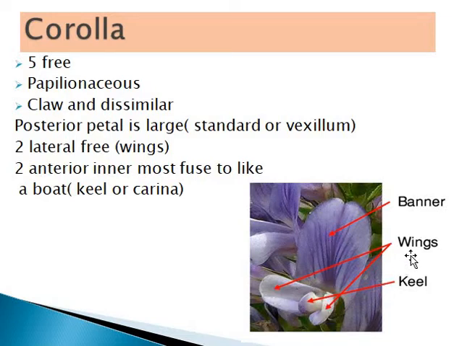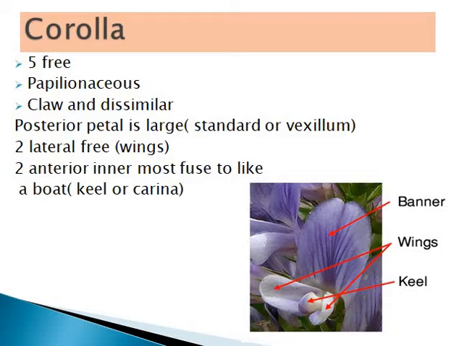You will find the free ones, known as the wings, and the other two, the anterior-most, are fused with one another. These two here are fused, known as the keel or the carina. They are boat-like structures. It means these five petals are dissimilar in structure. They are mostly papilionaceous in nature. This is another key character of this family.